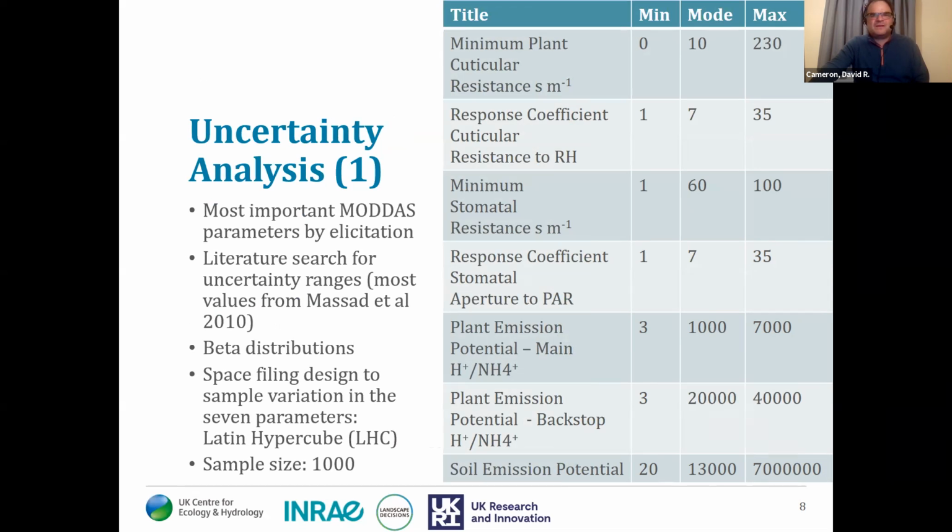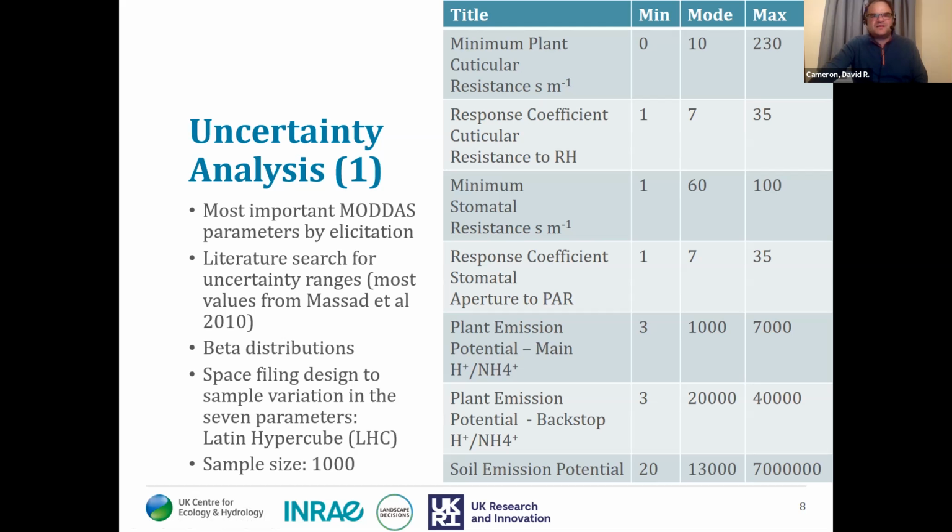And we came up with a range for each of those 7 parameters. That's listed in this table on the right-hand side. So we've got a min, a mode, and a max. Most of those ranges came from a literature search, and we use those ranges to form beta distributions. This is a bell-shaped distribution, but it doesn't have to be symmetric. The center of the distribution can be skewed to one side.